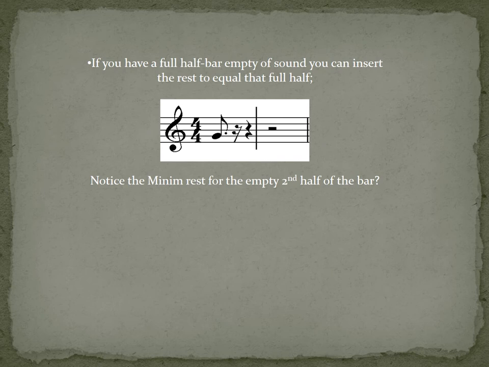And just a little reminder, if you have a full half a bar empty of sound, in other words, two circles on one half of the bar, the first half, the second, of course you can use the rest that equates to that full half. In this particular case, a minim rest for two beats. And if you look at the diagram, you can see the second half of the bar with that minim rest inserted.